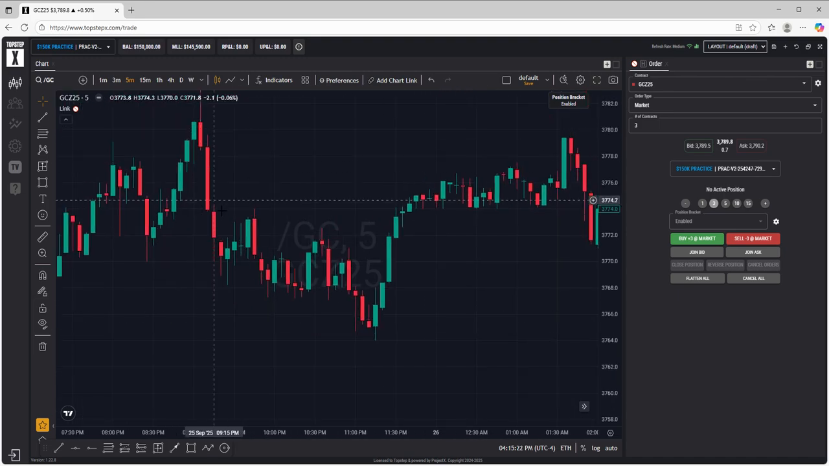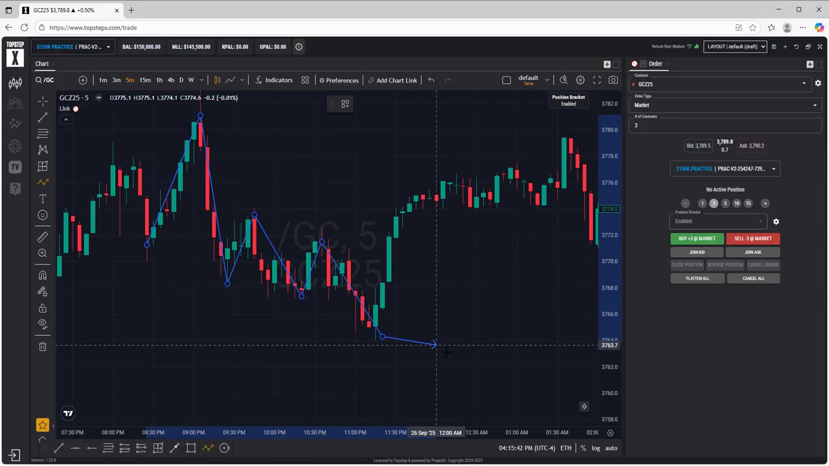Simple setup. We was in a downtrend, broke structure to the downside. Let's just draw it out for y'all, show y'all some more examples. Broke to the downside. Boom, boom, boom.